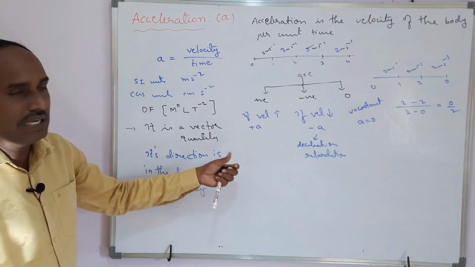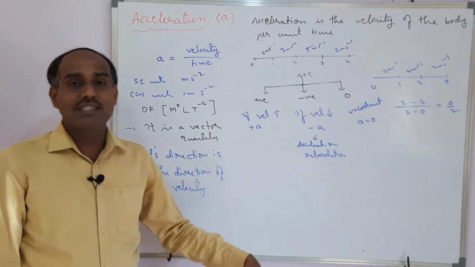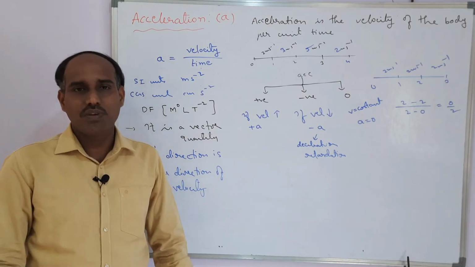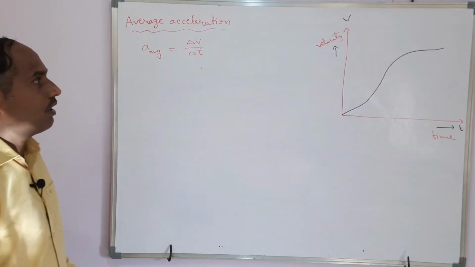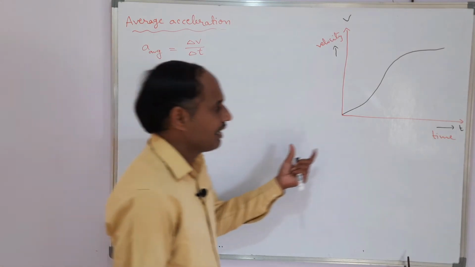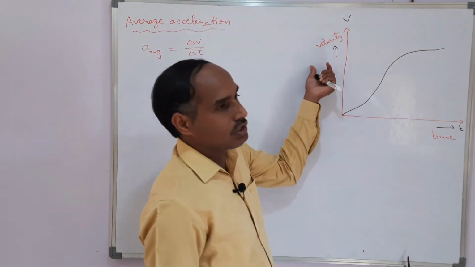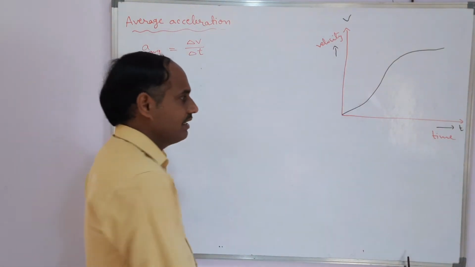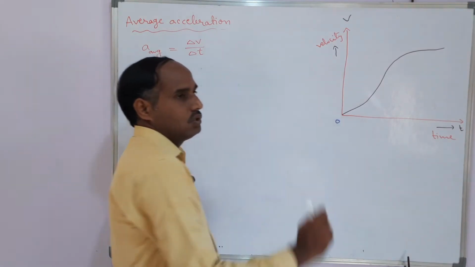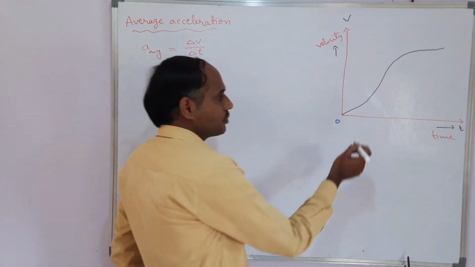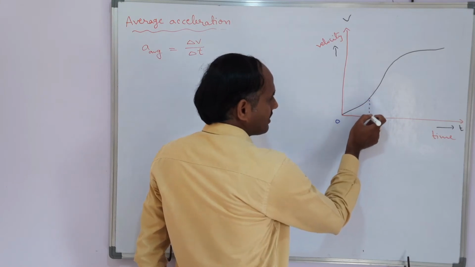Now we are defining average acceleration and instantaneous acceleration, and we will check the difference between the two. To understand average acceleration, I have plotted a graph with velocity on the y-axis and time on the x-axis. Let it start from the origin. During its motion, I have considered the velocity of the body at two different instants of time.